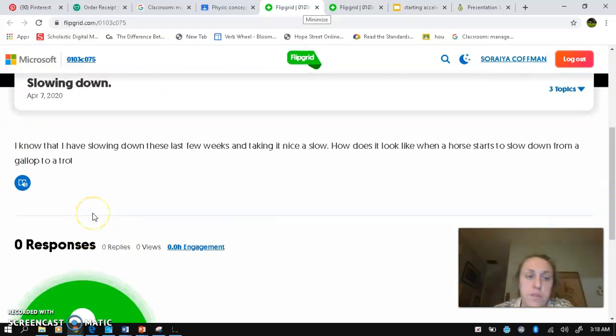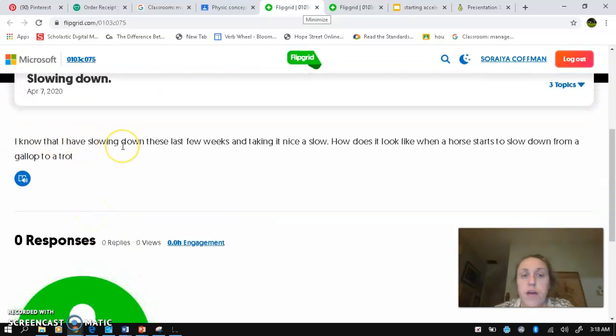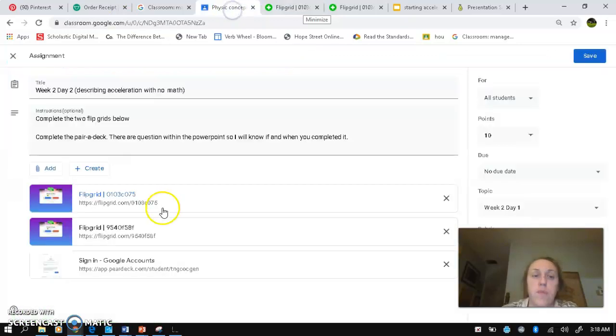Okay, so I know that I have been slowing down these last few weeks and taking it nice and slow. How does it look when a horse slows down from a gallop to a trot? Gallops are fast, trots are a little steadier, if you've ever ridden horses. And then there's another one that has to do with more of speeding up.